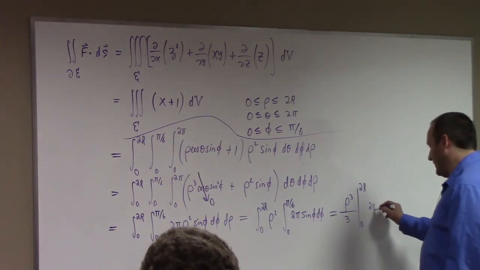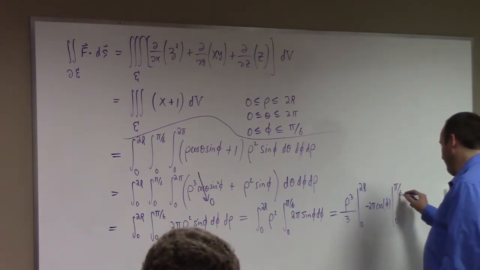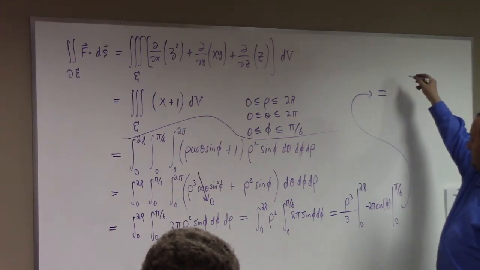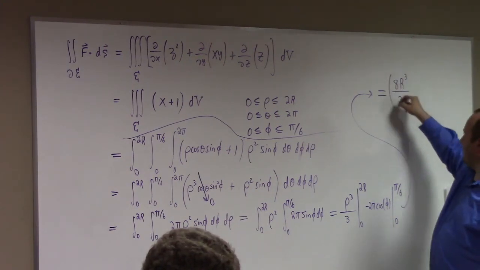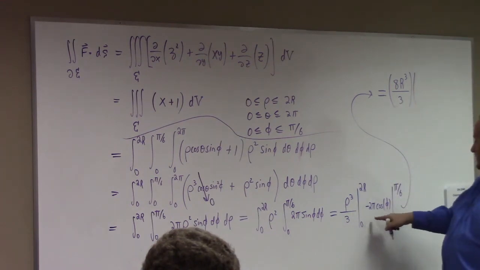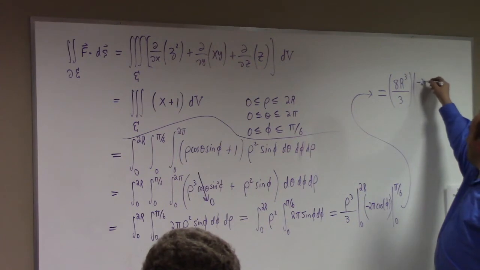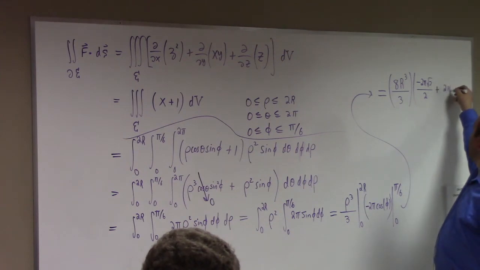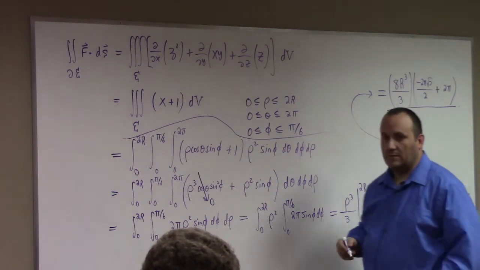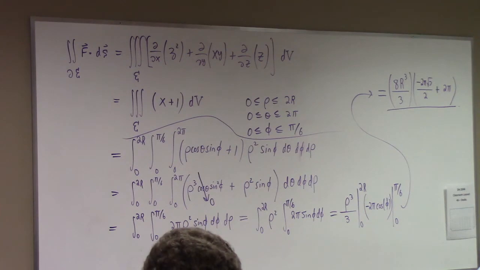And this gives us 2 pi minus 2 pi cosine of phi, evaluated from 0 to pi over 6, which is equal to 8r cubed over 3 times, what do we have here? What happens when you plug pi over 6 into cosine? You get minus 2 pi square root of 3 over 2 plus 2 pi. There you go. That's the flux of this vector field through the surface of the solid cone, positively oriented outward.